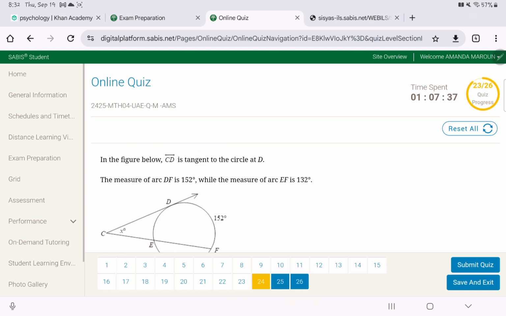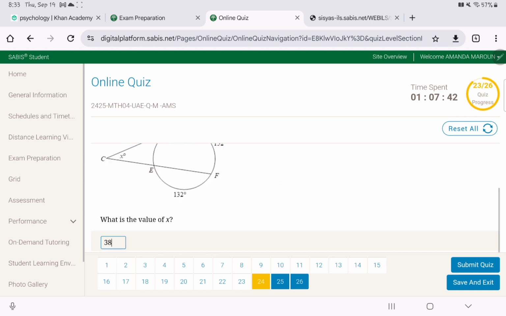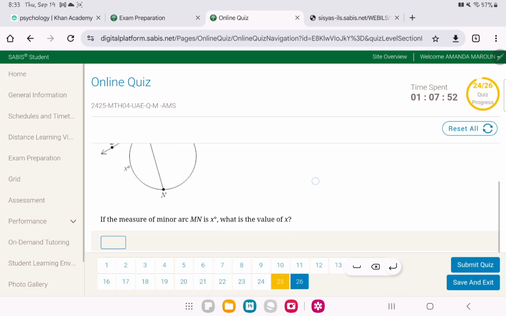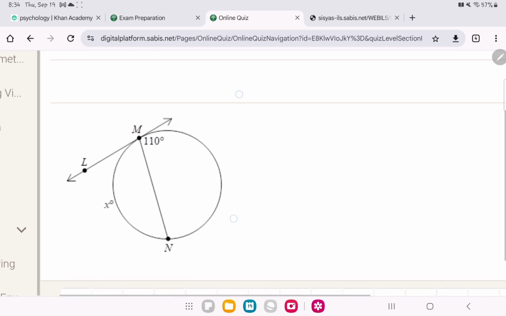So then the measure of arc DF is 152, and we solved it and we got that the value of x is 38. Question number 25. If the measure of minor arc MN is x, what's the value of x?